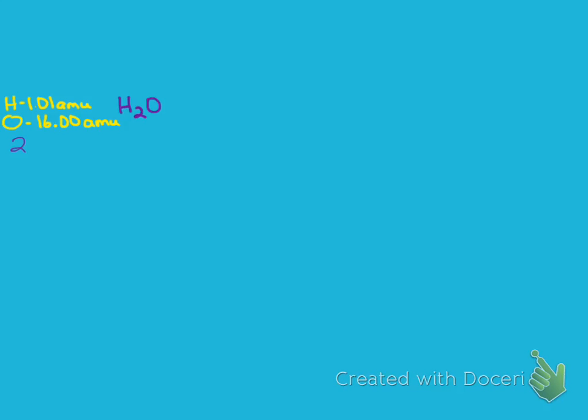We have two hydrogen atoms, so you're going to write it like this: two hydrogen atoms, and each hydrogen atom has an average atomic mass of 1.01. So you write that down, and then you just calculate it. The atoms cancel out, and your answer for hydrogen is 2.02.